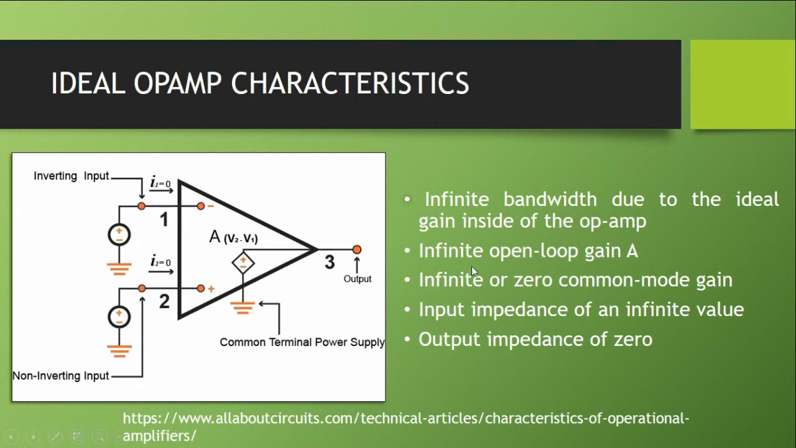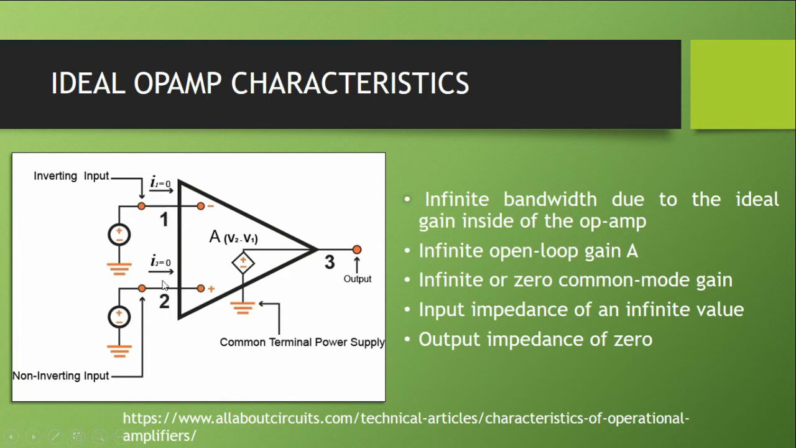And when we have an infinite impedance, it means there's no current flowing. That's why I1 here is 0. Also I2 is 0 for an ideal op amp. So we always have to remember these characteristics of an ideal op amp if we try to analyze op amp circuits. So I1 equals 0, no current flowing in this terminal.